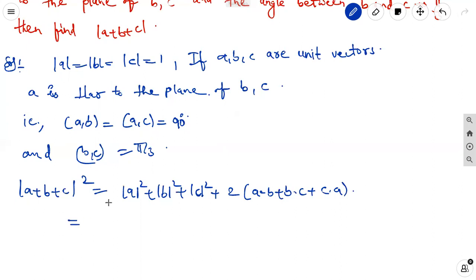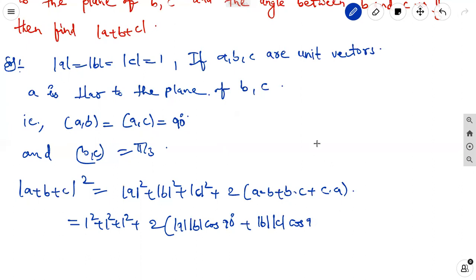Next here, mod a is 1 square plus 1 square plus 1 square plus 2 into a dot b, means mod a into mod b into cos of (a, b) which is 90 degrees, plus mod b into mod c into cos of (b, c) which is pi by 3. Pi by 3 means 60 degrees, 60 degrees, plus mod c into mod a into cos of 90 degrees.